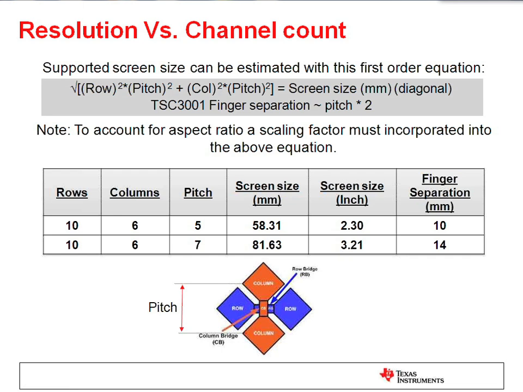Now, when you're dealing with finger separation, what we mean is basically how close two fingers can get before they're perceived as one. Typically, as a rule of thumb, it's twice the pitch. So in this case, 10 and 14 millimeter finger separation. These are things you need to consider when designing your touchscreen system to make sure that you're accurately representing what you're hoping for in your end product.